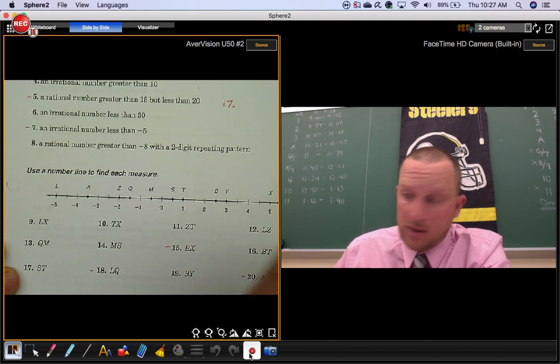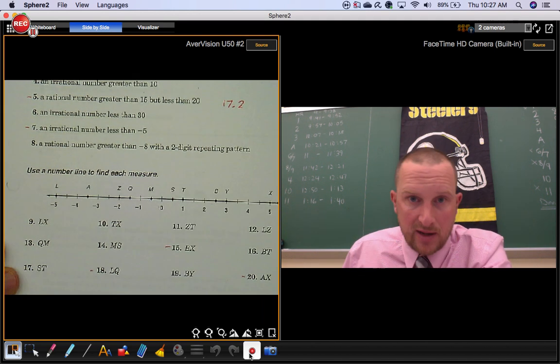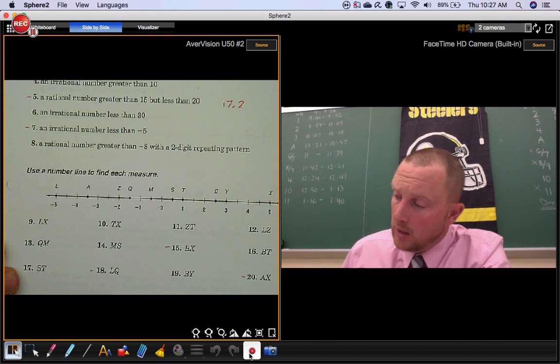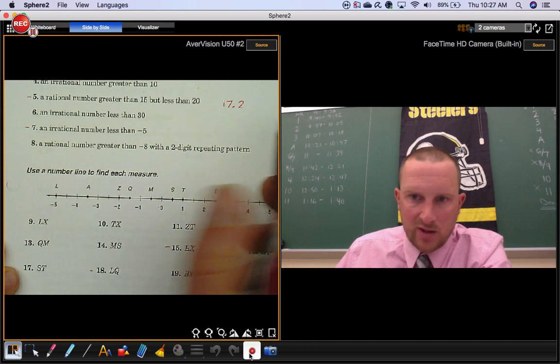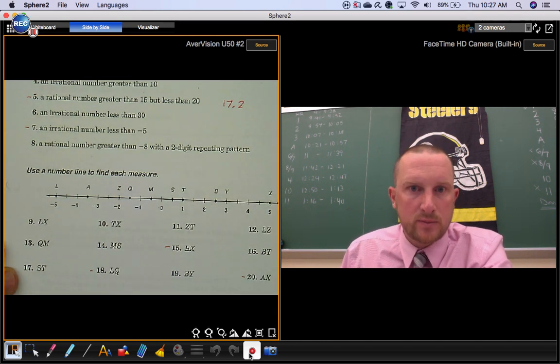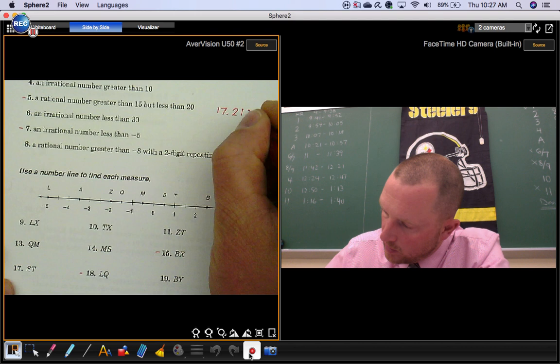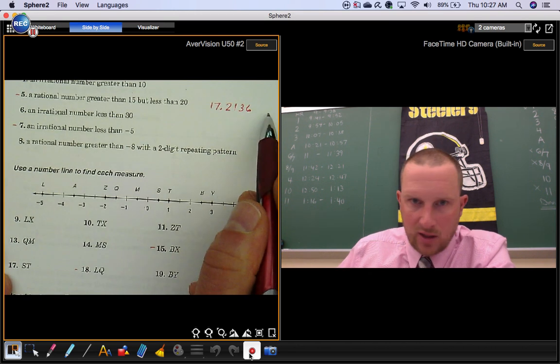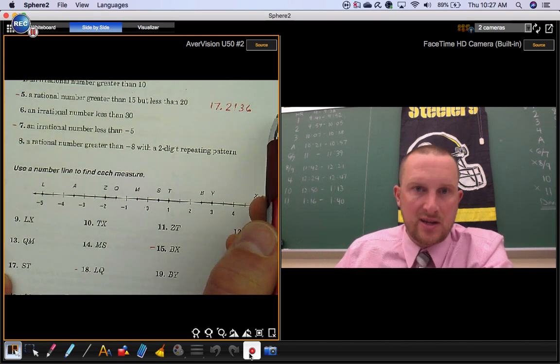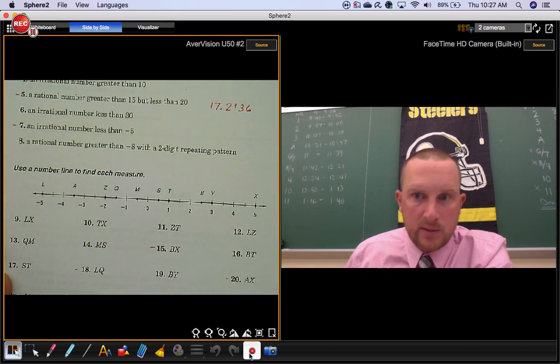Or you could just pick a decimal that terminates, like that. And you could pick as many as you want, as long as the decimal stops. It's automatically rational. So I could do this if I wanted to. That's a rational number because I know what comes next. It's a bunch of zeros.